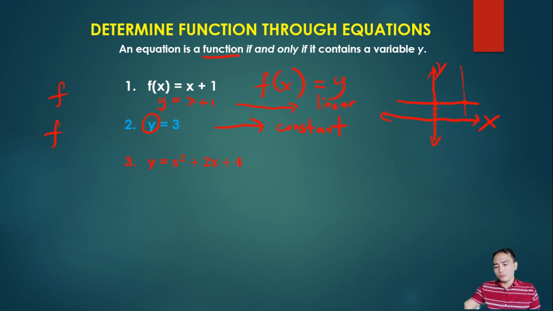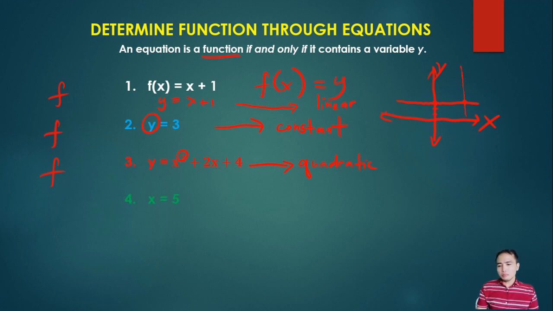So this is a function. Number 3, y is equal to x squared plus 2x plus 4. So it contains a variable y. So this is also a function. And this is a quadratic function. Quadratic function because the highest exponent of the variable x is 2. And the graph of this is a parabola shaped like a cup.